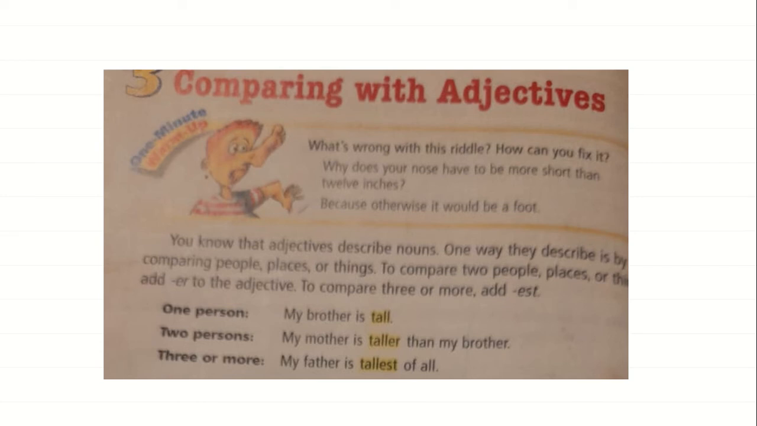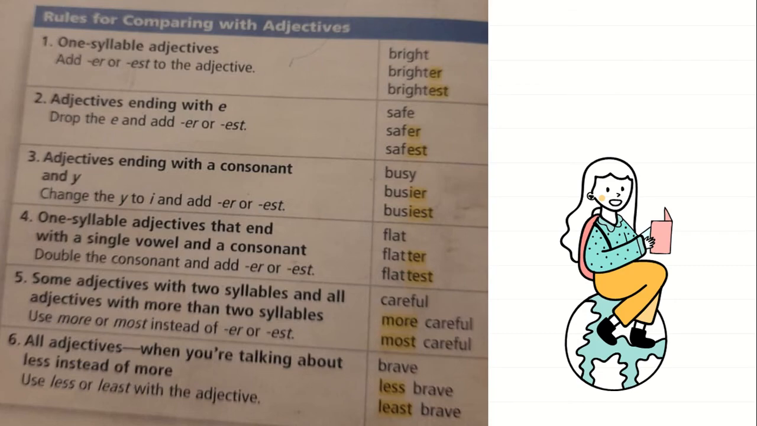To compare two people, places, or things, you add ER to the adjective. To compare three or more, you add EST. One person: my brother is tall. Two people: my brother is taller than my cousin. Three or more: my father is tallest of all. I want you to copy these rules in your notebook, okay?